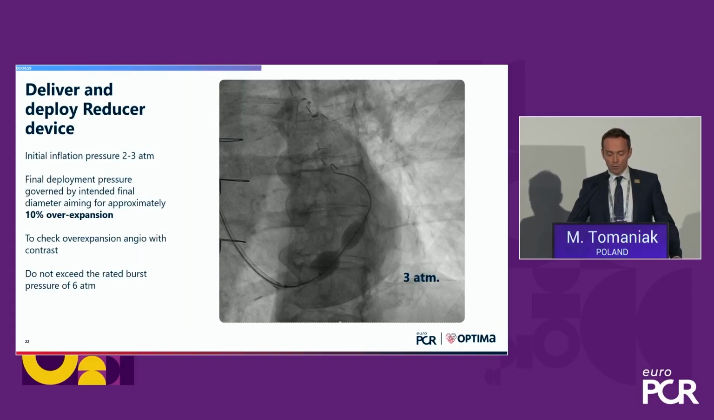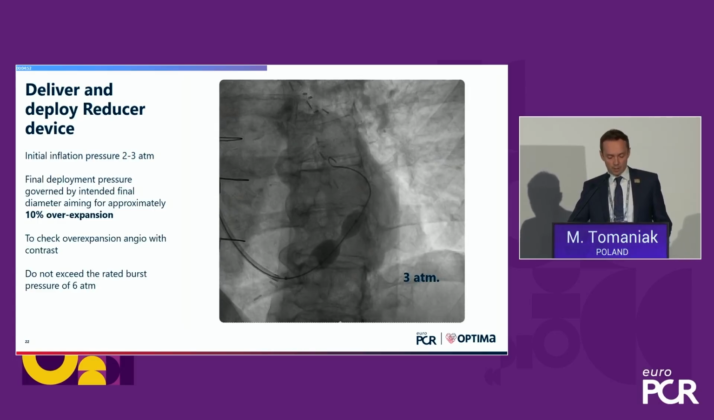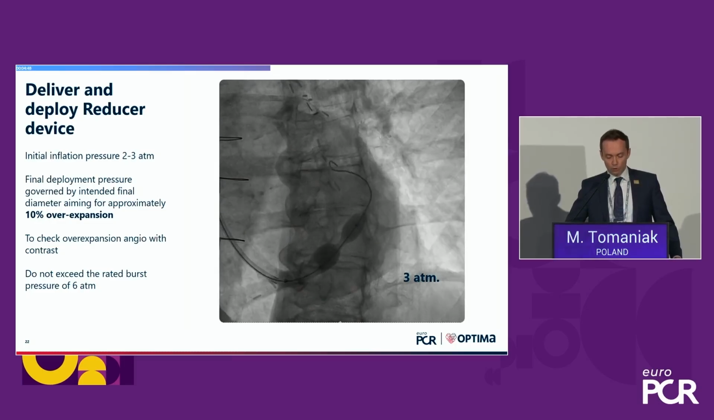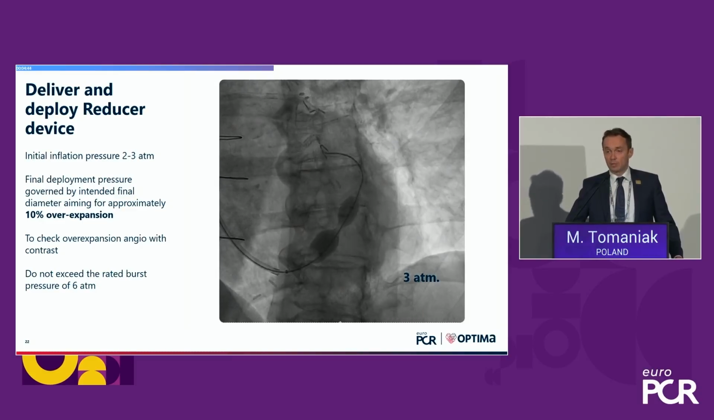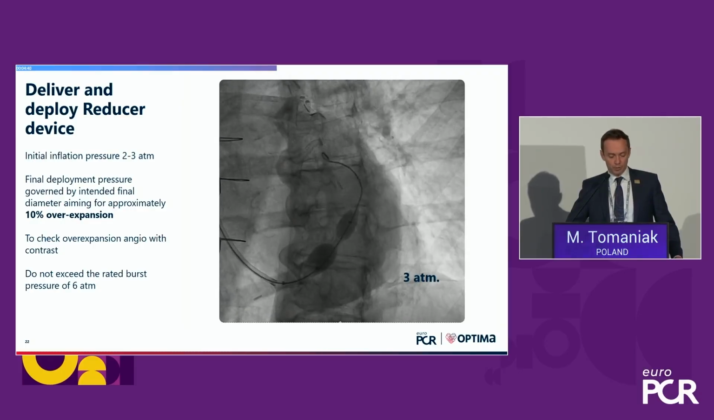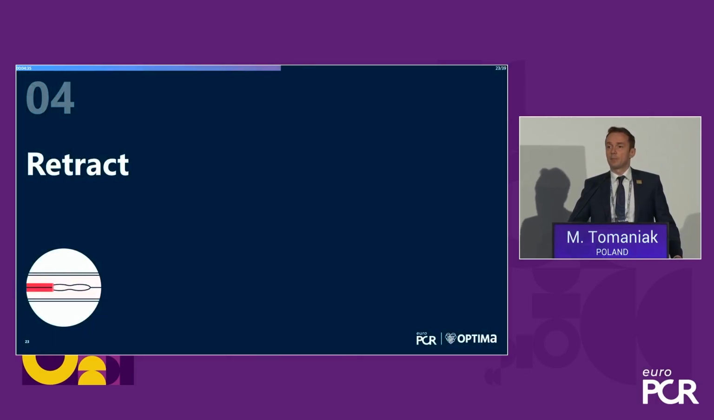But what is important here is that I check the oversizing of the device. I just give a flash with the contrast here to check that there's already oversizing there. And for this lady, this 3 atmospheres was actually fine to achieve this 10% overexpansion. So I have the device implanted.